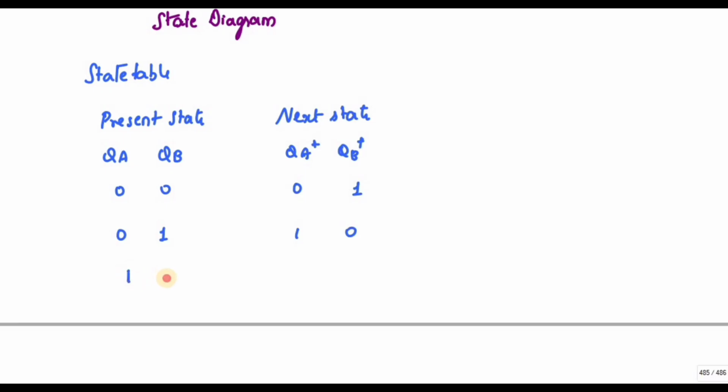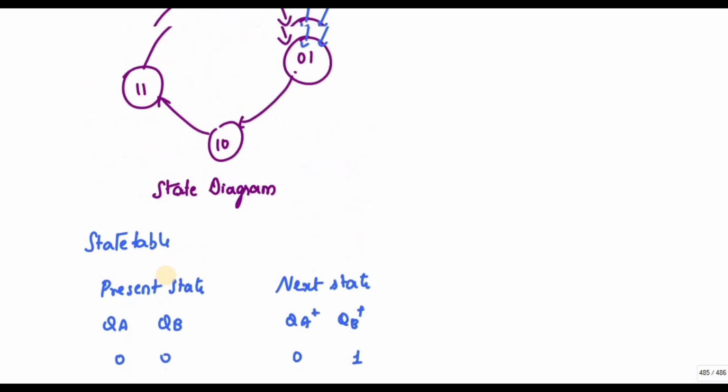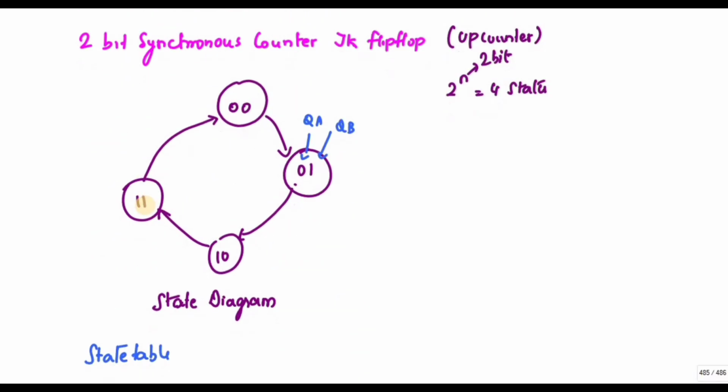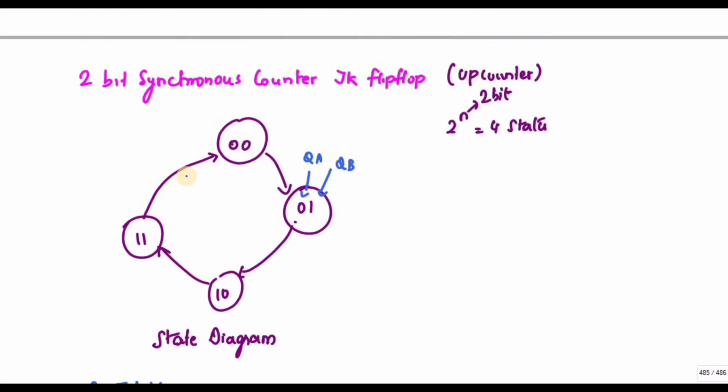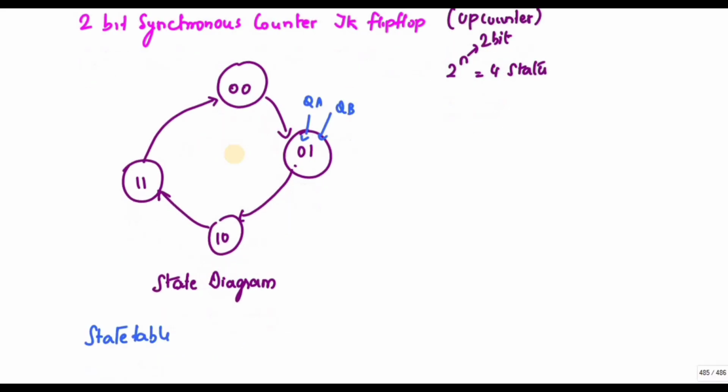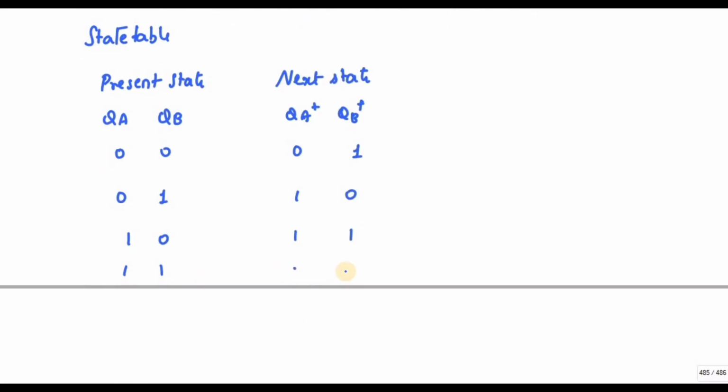If the present state is 1, 0, what is the next state? 1, 1. If the present state is 1, 1, it goes to 0, 0. Again the cycle repeats. So I'm going to stop it here. And I'm going to use JK flip-flop. I already told you I'm going to use 2 JK flip-flops, since I have 2 bits.